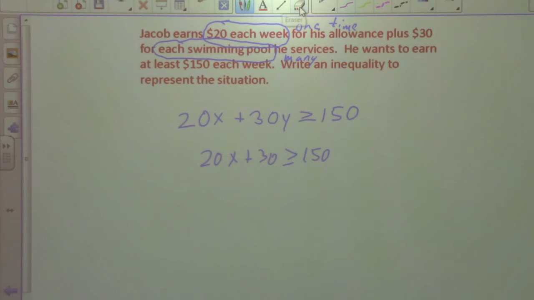Oh, yeah. So would it be the 20 that doesn't change? So you're thinking 20 plus 30x? Yeah. Is that what you're saying? Yes. And that's going to be greater than or equal to 150? Yeah, and I think this is going to be your correct representation right here, okay?